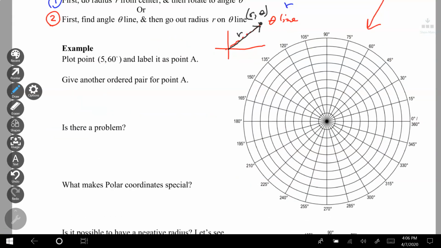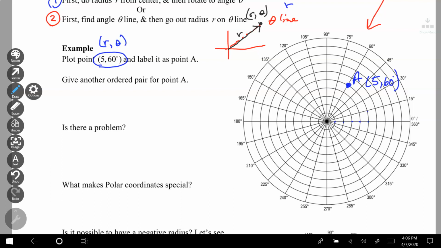So as an example, I'm going to plot the point 5, 60 degrees. This is not an x and a y, it is a radius, angle theta. So I'll do it one way by going out 1, 2, 3, 4, 5 is my radius, and then rotate to 1, 2, right here is 60 degrees. I'm going to call this point A. It is the point 5, 60 degrees. That's what I did.